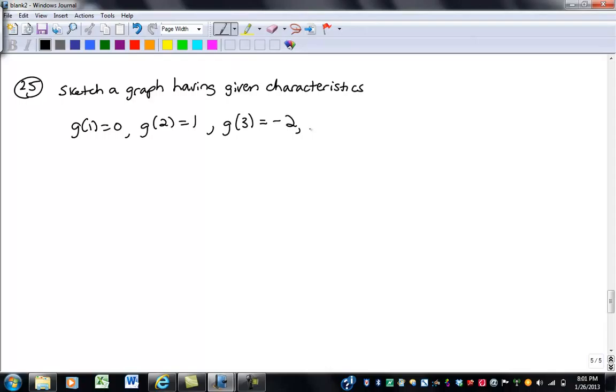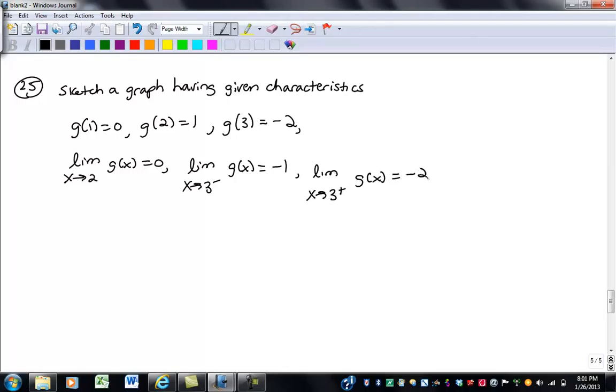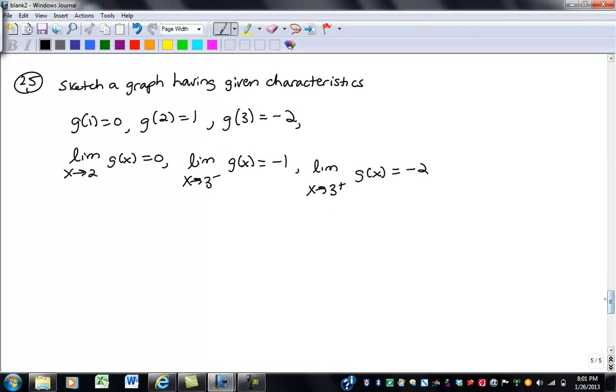The limit of g of x is 0 as x approaches 2. The limit of g of x as x approaches 3 from the left is negative 1. And the limit as I approach 3 from the right is negative 2. Now there's more than one graph that'll work, but I want to draw one that does. And so the first thing I'm going to do is put my points on the graph.